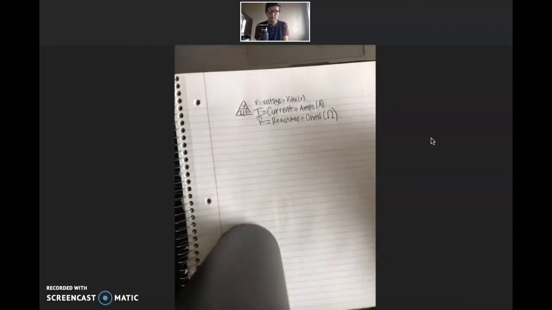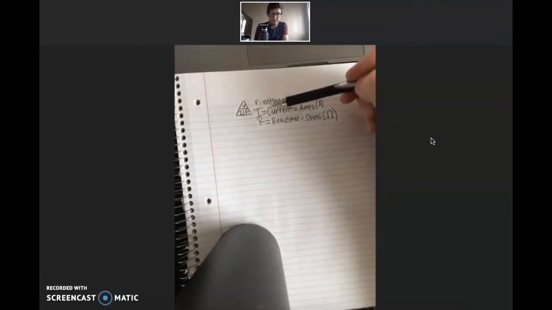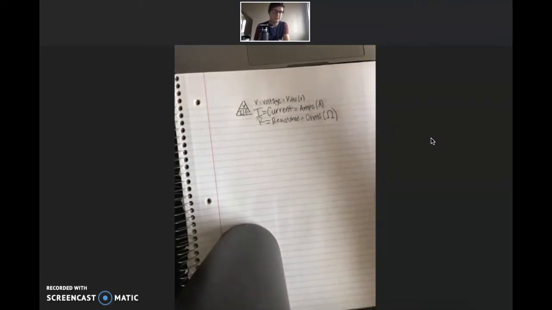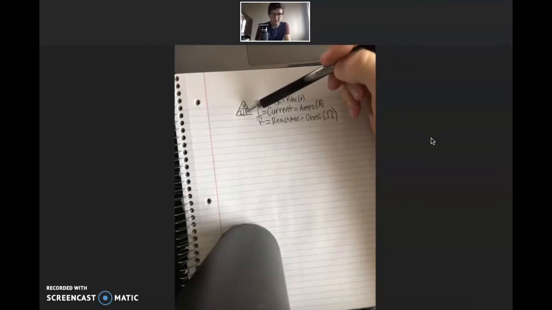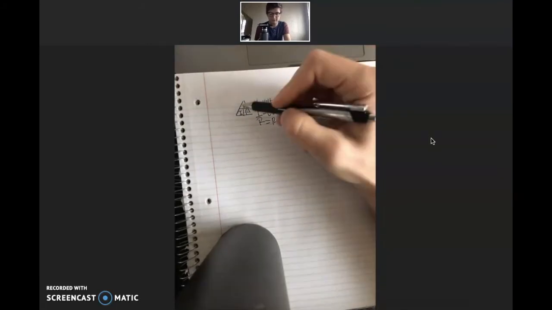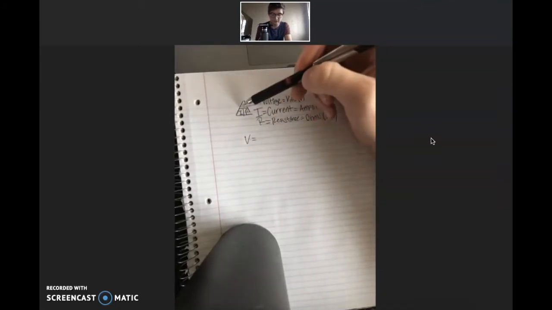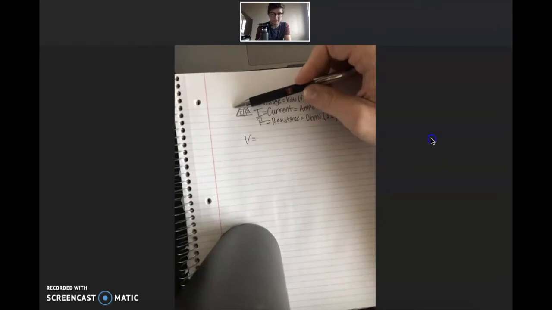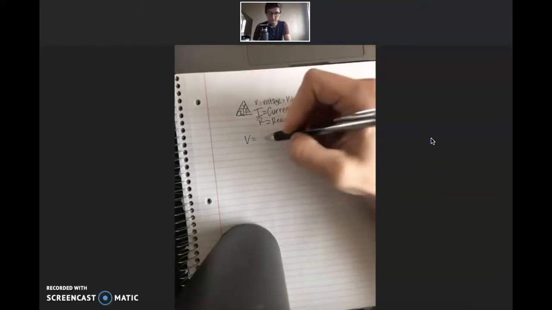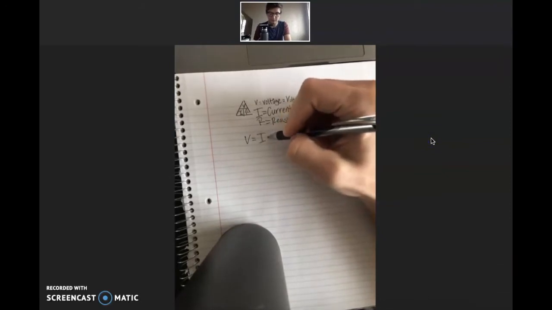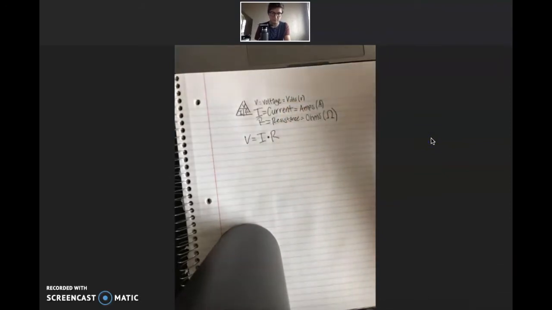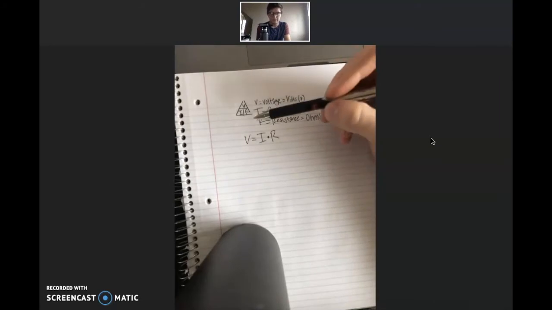Okay, so the equations for all three of these different values are as follows, as you should remember. You just look at the triangle. If you're looking for voltage, you take the voltage out, put that right here. Voltage equals, and then what's left? If you take that out, you just have current and resistance, and they're right next to each other. So you do voltage equals current times resistance. Pretty easy.